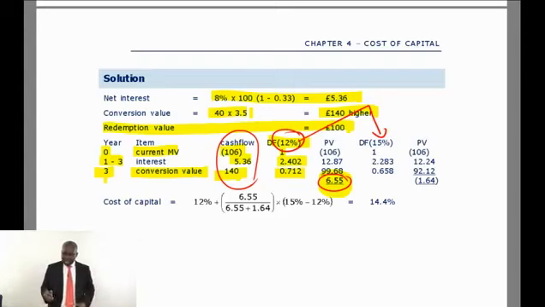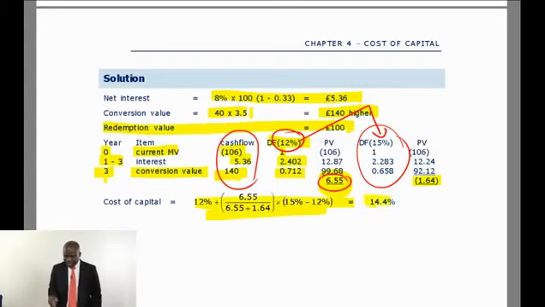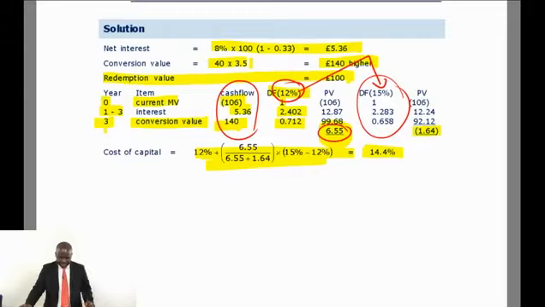That is okay. And then they brought the discount factors from the annuity table and the discount factor table. They also gave you the NPV. And then we put it in the formula. Everybody should be okay with this at this time because we've done internal rate of return. And this is how we calculate the cost of a redeemable, a convertible debt. In this case, a convertible debt.